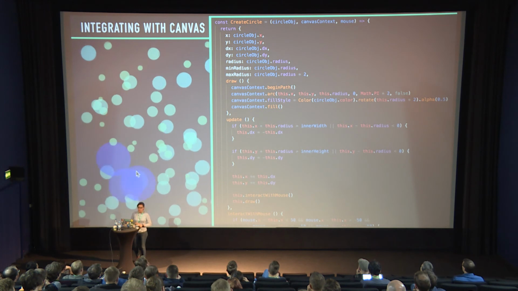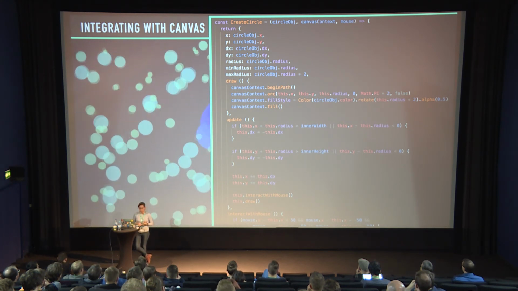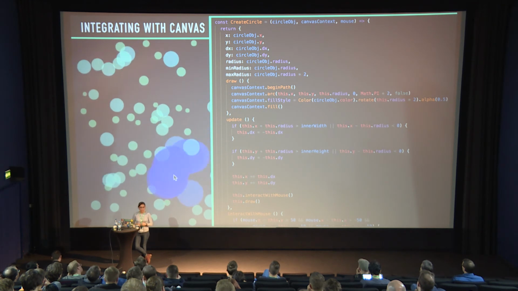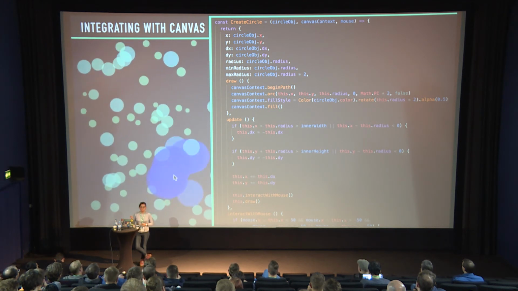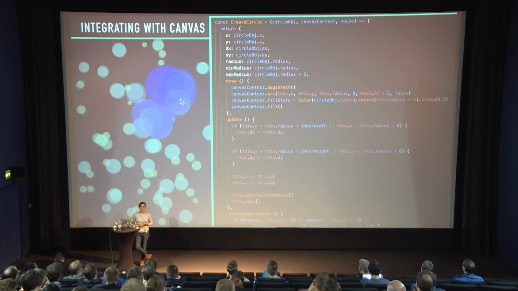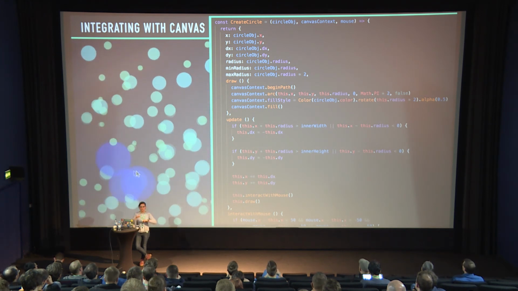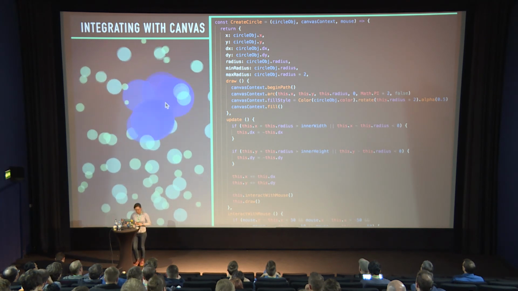The constructor for the create circle actually receives the circle object, which was the one that we just created 5 seconds ago. And then we have the canvas context, which is basically the canvas tag that we created on the template. And lastly, we have the mouse object that is all the time being updated when we move the mouse on the screen.